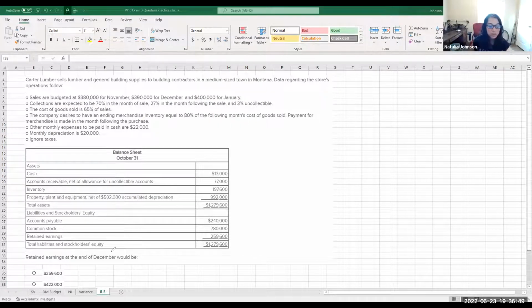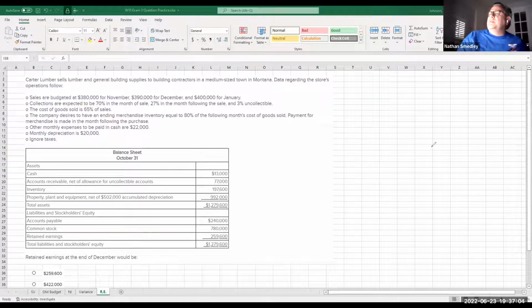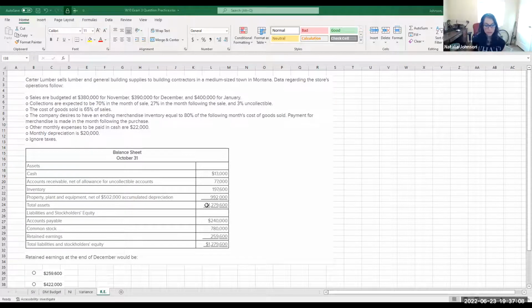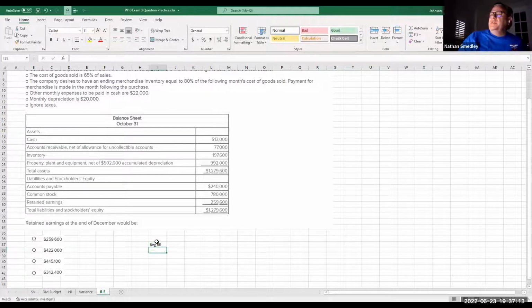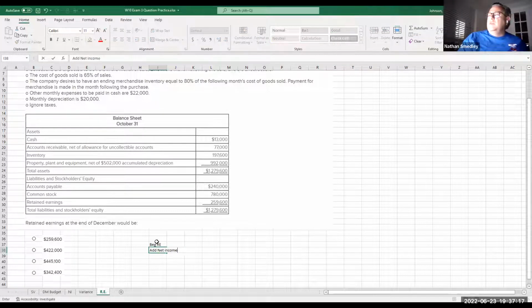So, retained earnings. Does anyone remember the formula to know the retained earnings at the end of a month? Isn't it beginning retained earnings plus net income equals ending retained earnings? Yeah, that's perfect. Beginning retained earnings plus net income equals ending retained earnings.